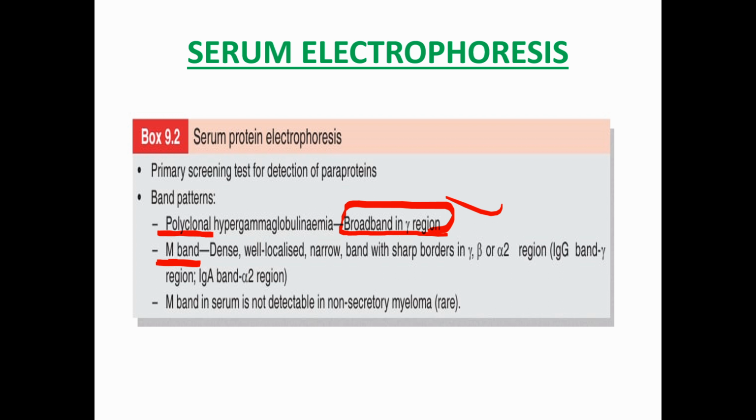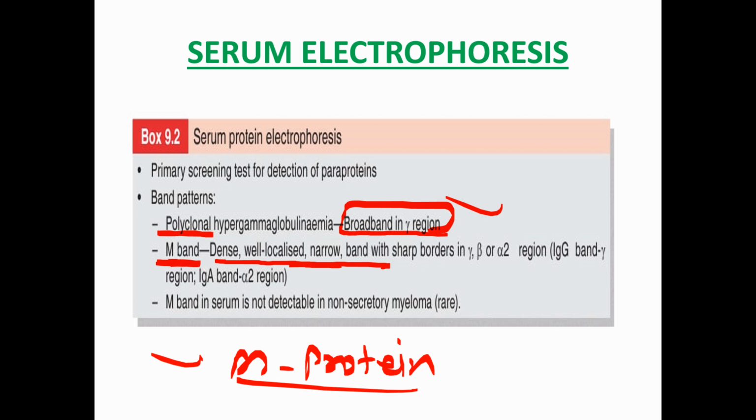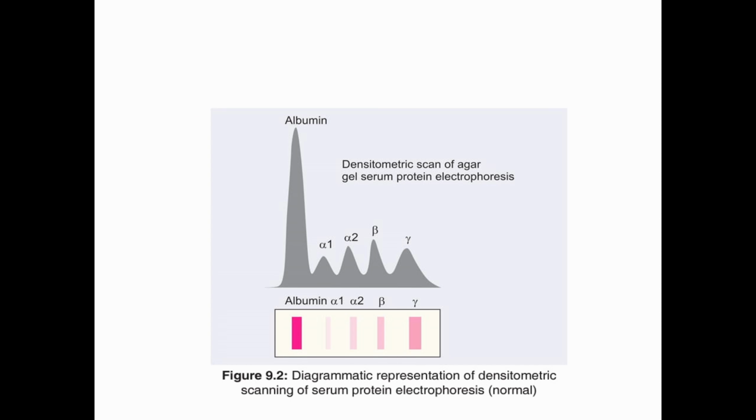So we will get the broad band in the gamma region in the case of polyclonality. In case of monoclonality, we can get a dense, well localized narrow band, especially in the gamma region. We can call it the M protein or M spike or M band. M means monoclonal or multiple myeloma protein.